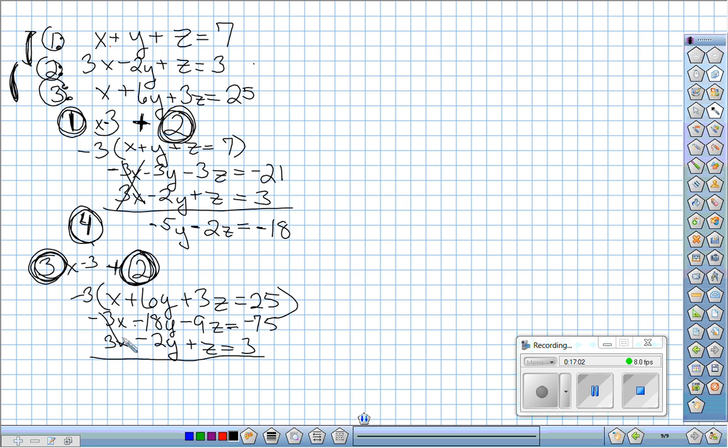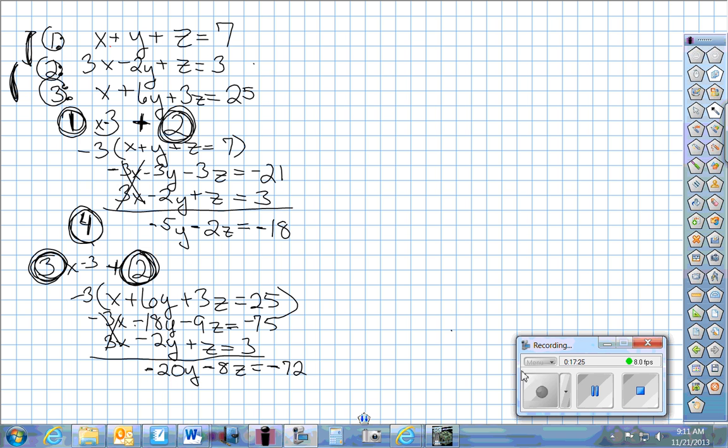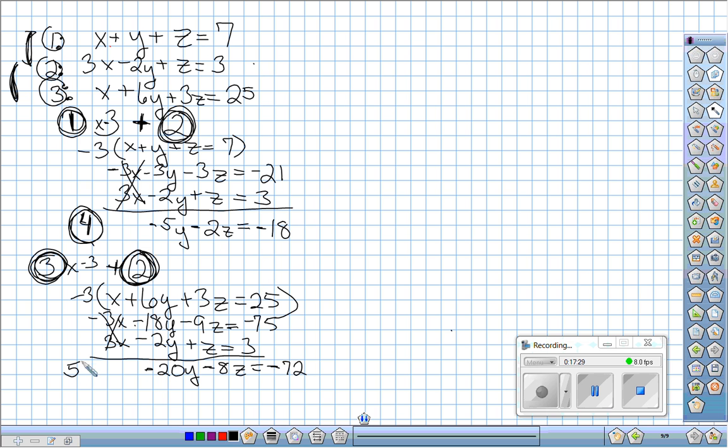Okay, I add these together. My x's add to 0. 18 and negative 2 will give me negative 20y. Negative 9 and positive 1 will give me negative 8z, and that will be equal to negative 72. Okay, and don't forget to name this one number 5.